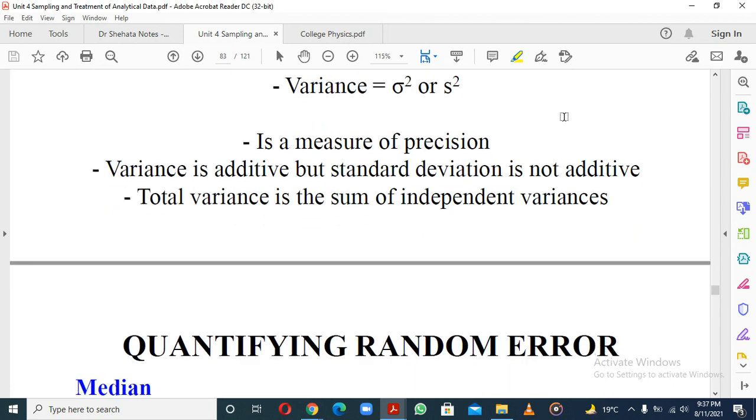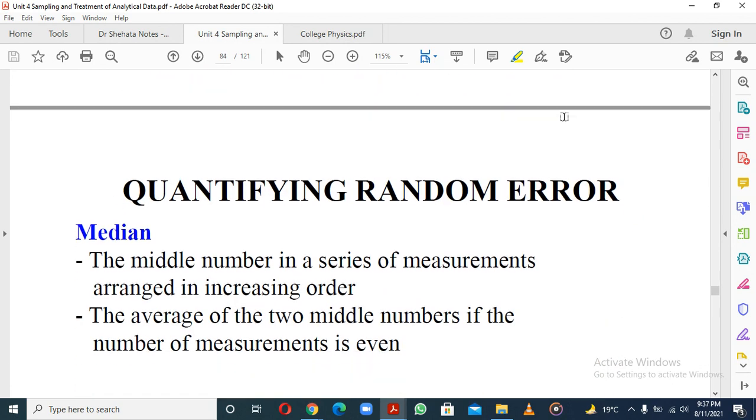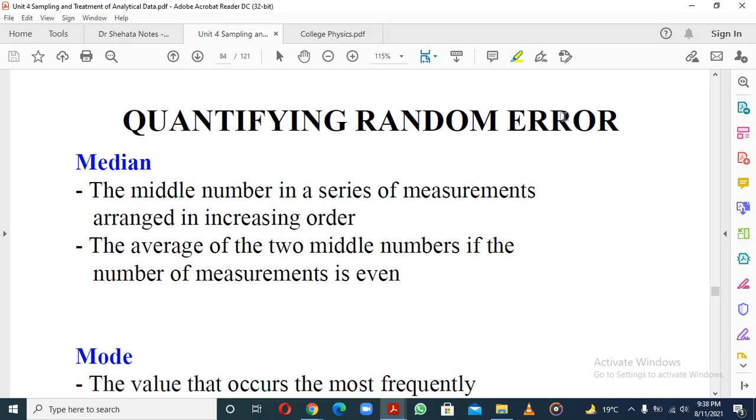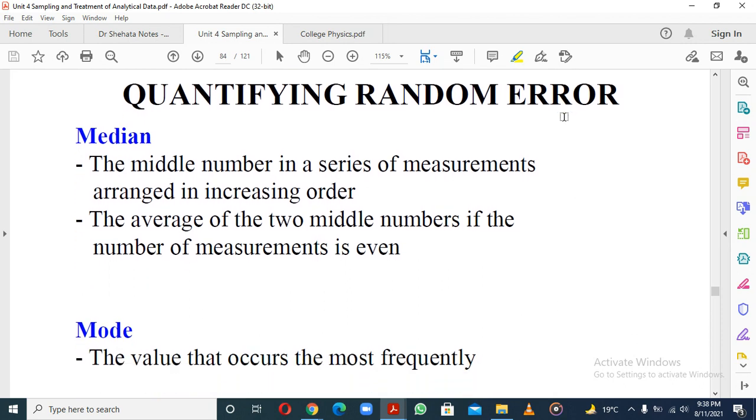So, quantifying random error. We're going to look at terms such as the median. The median is simply the middle number in a series of measurements arranged in increasing order. Like how they used to do it for our tutorial sheets, they will give us values, let's say masses, and then ask us to find the median. So you just have to arrange them in increasing order, from the smallest one to the largest one.